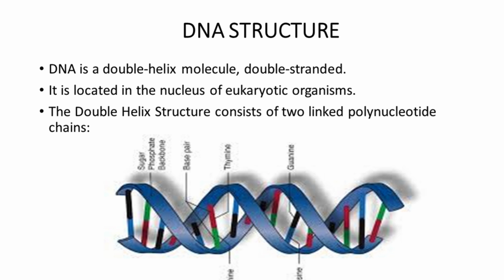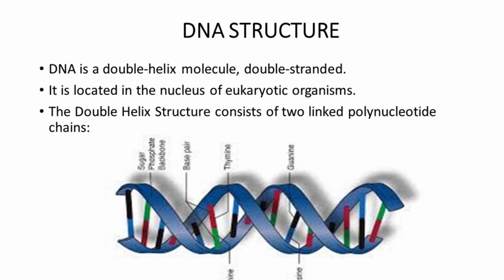DNA is the molecule that carries the genetic information of all living organisms. It contains the instructions that determine our characteristics such as eye color, height, and many other inherited traits. One of the most fascinating features of DNA is its double helix structure. A double helix structure, which is shown on your screen, looks like a twisted ladder. DNA is made up of two strands that wind around each other to form this unique shape.